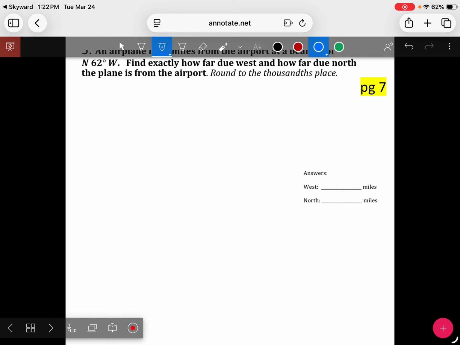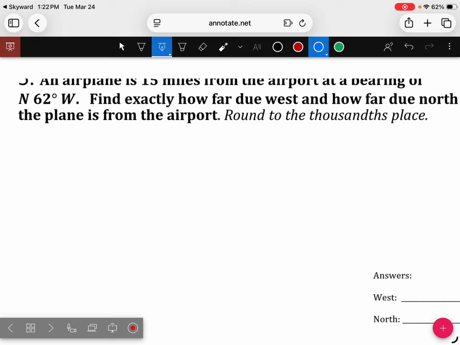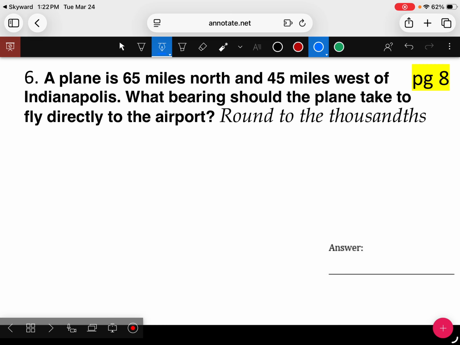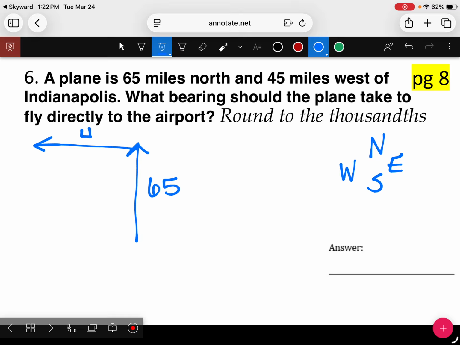All right. So the airplane, I know it's kind of cut off a little bit. Oh, wait, we skipped that one. All right, so it says a plane traveled 65 miles north, and then it made a turn. So it went 65 miles north. And then it made a turn and did 45 miles west. When it heads back, so this is the plane and this is the port.